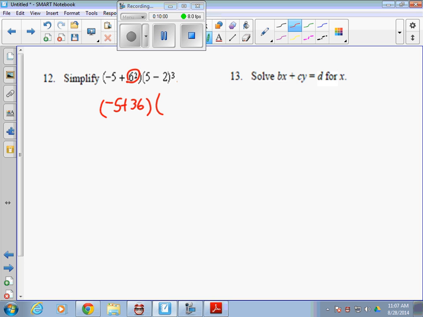Times 5 minus 2. We can do that one right now and say it's 3 cubed. Again, do what's inside parentheses. Negative 5 plus 36 is 31. 3 cubed, 3 times 3 is 9, times 3 is 27. So we're left with two numbers right next to each other, 31 times 27. And when you multiply 31 times 27, you're going to get 837.